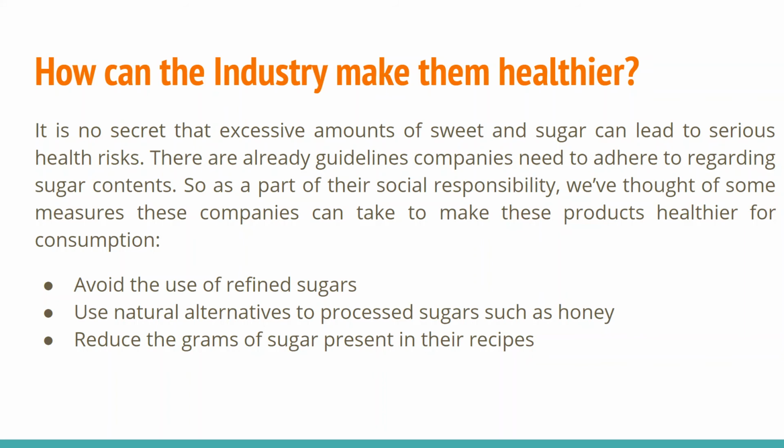First would be to avoid the use of refined sugars, as they carry considerable health risks, such as increased risk of diabetes, mainly type 2, also obesity, and even heart disease. You can find refined sugars in things like sports beverages, energy drinks, coffee drinks, breakfast cereals, granolas, cookies, and so on. Next would be the use of natural alternatives to processed sugars, such as honey, which carries some health benefits while not being as sweet and, as mentioned previously, not as processed and artificial.